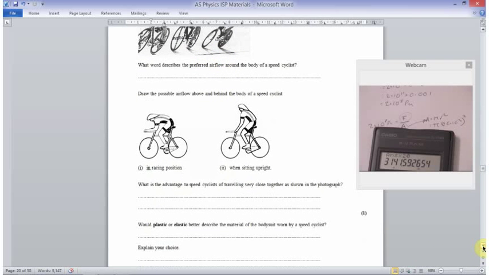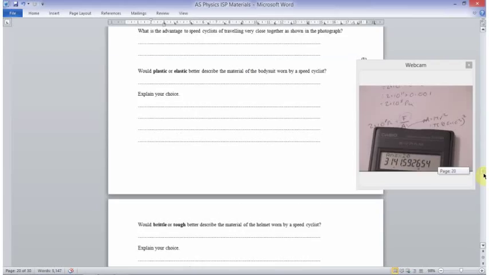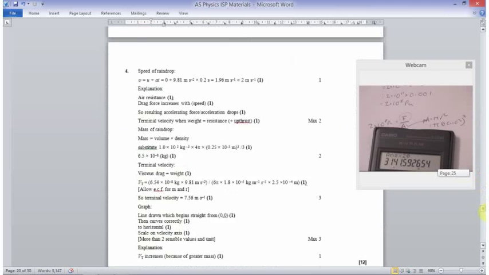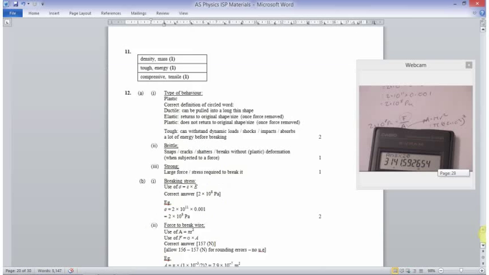Plastic or elastic, which better describes the material of the bodysuit worn by the speed cyclist? Explain your choice. And then wood, tough or brittle, which better describes the material of the helmet? You definitely don't want brittle, you want tough. Brittle means it shatters under large impact, while tough means it absorbs a large amount of energy. So let's check what's been said for that one.